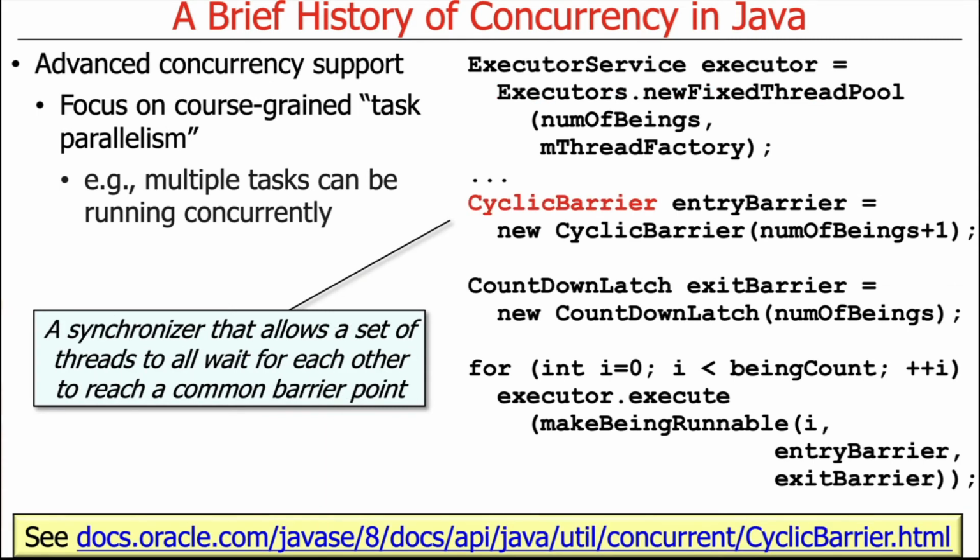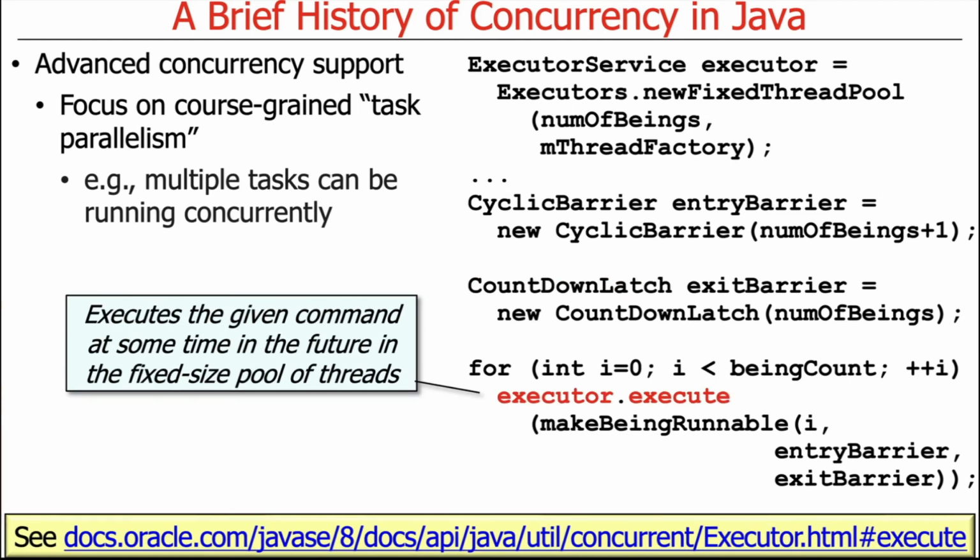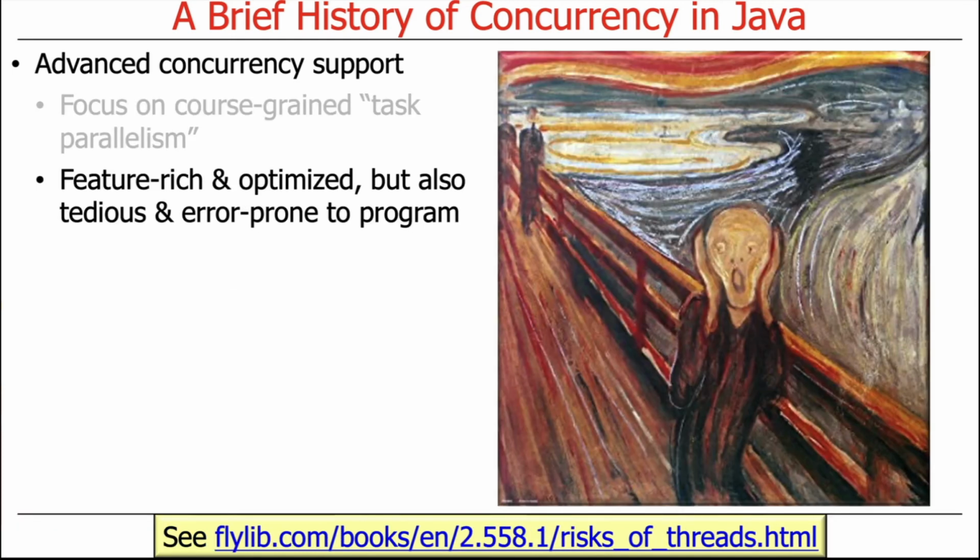Then we make ourselves a couple of barriers. We have a cyclic barrier to keep track of starting all the beings gazing at the same time. And we have another barrier called an exit barrier, which is a countdown latch, which keeps track of when the beings are done gazing. Then we iterate through a loop, and we make a runnable for each being, and we tell that runnable to be executed in the fixed size thread pool. That queues up the runnable, and it'll run when there's an available core to process it. So that's just a very simple example of using the Java 5 era concurrency and synchronization primitives.